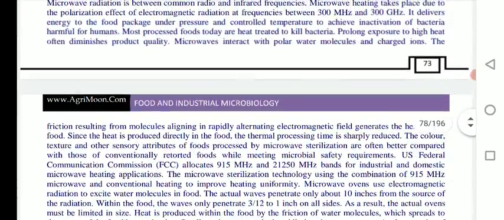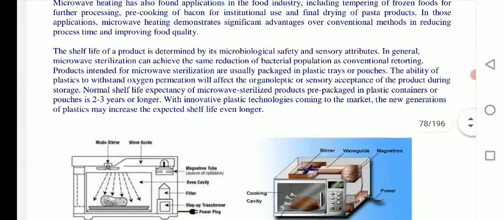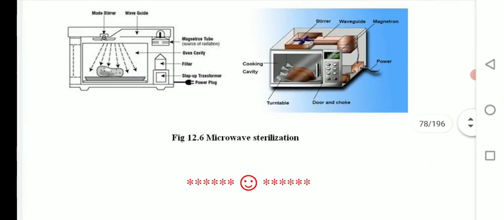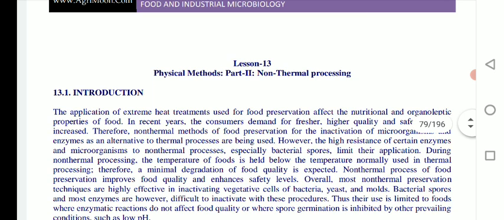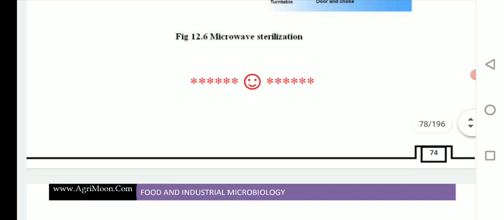So here are all the details regarding food preservation by thermal processing treatment. In the next lecture we'll continue with physical methods of non-thermal origin, and in that we're going to see different techniques of food preservation.